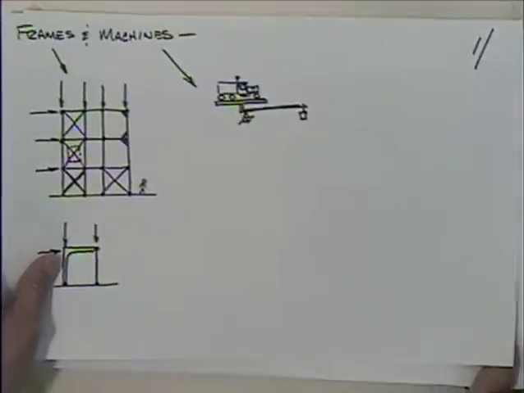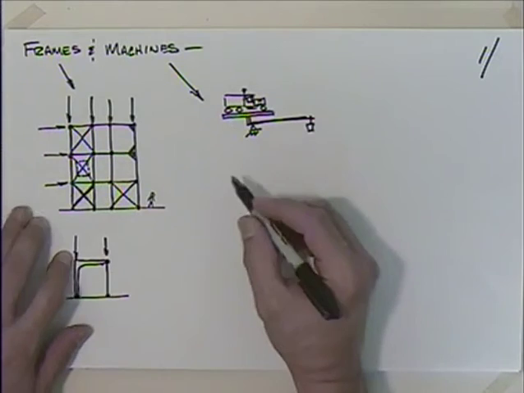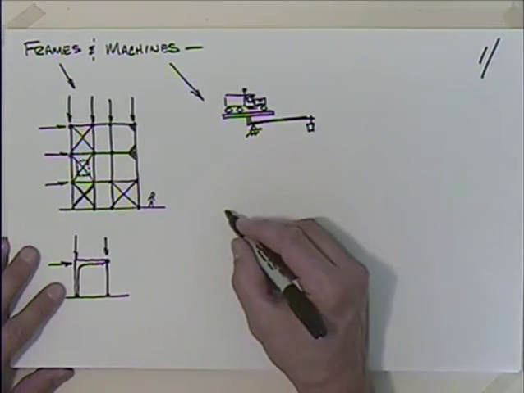The other thing, whether we're calling it a frame or a machine, is it has to have at least one non-two-force member.